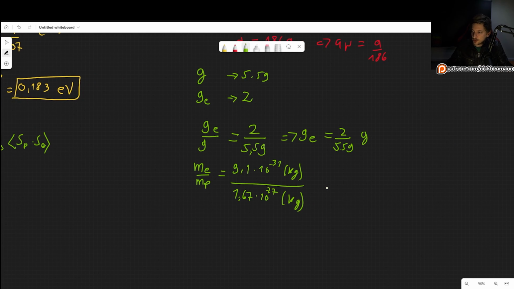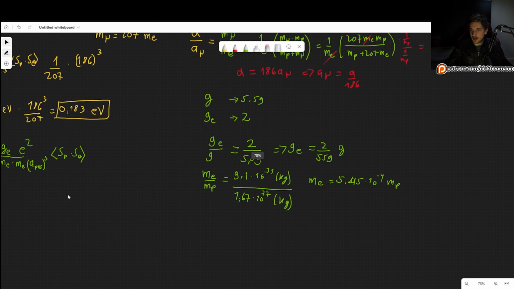So from here we multiply through and we get the mass of the electron. Now let's do this product, it's about 1,000 times, right? 9.1 e to the minus 31 divided by 1.67 e to the minus 27. So we get 5.45 times 10 to the minus 4 mass of the proton. So that is what we can now plug in there.